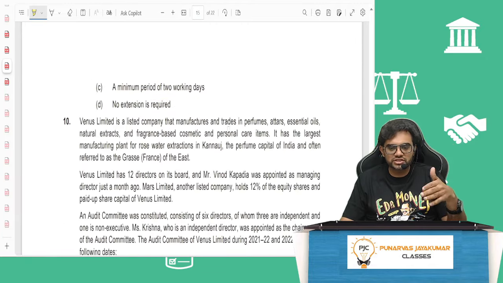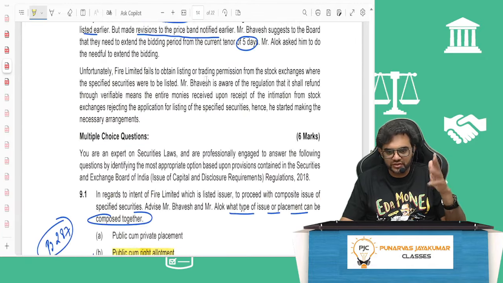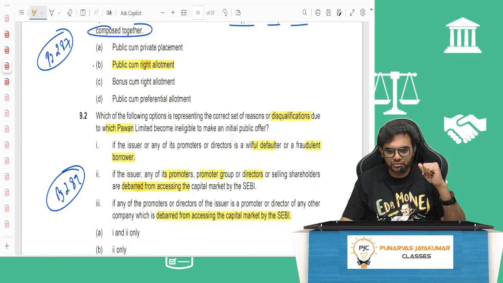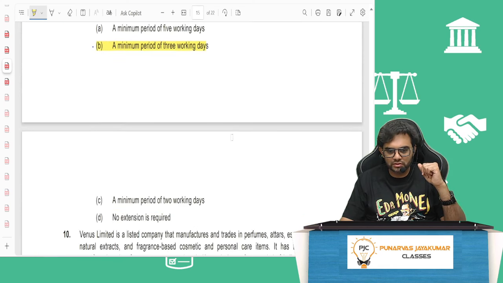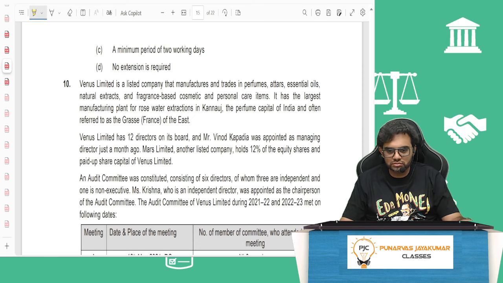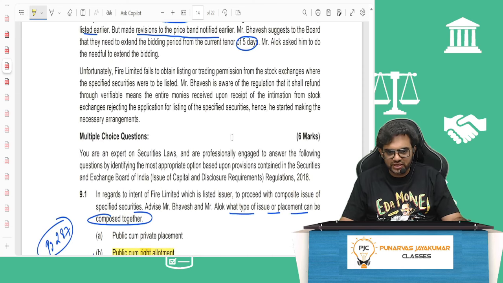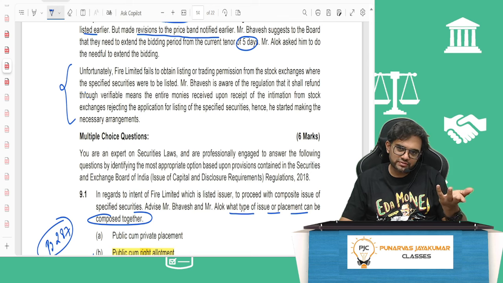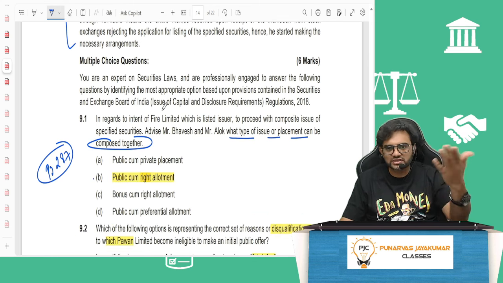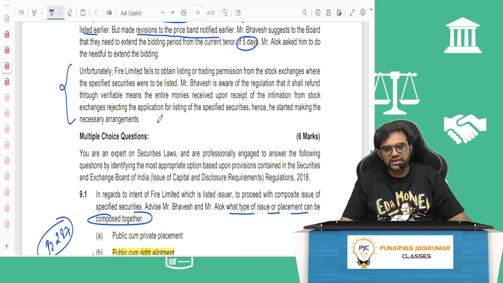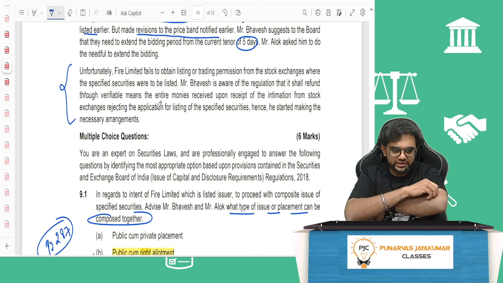You see the questions and go there, you won't even need to read certain things. This last para is useless. They have given refund through verifiable means. So that is actually a part of the condition of ICDR, which they have not asked a question. So no need to read that also. But if they ask that question, you can write that as well. That you should be able to refund the money if you do not get the allotment.